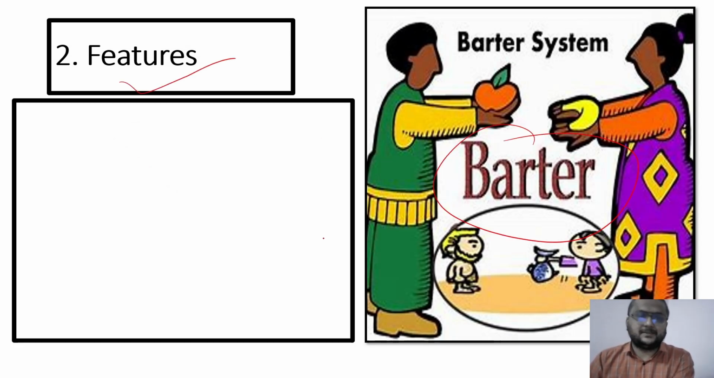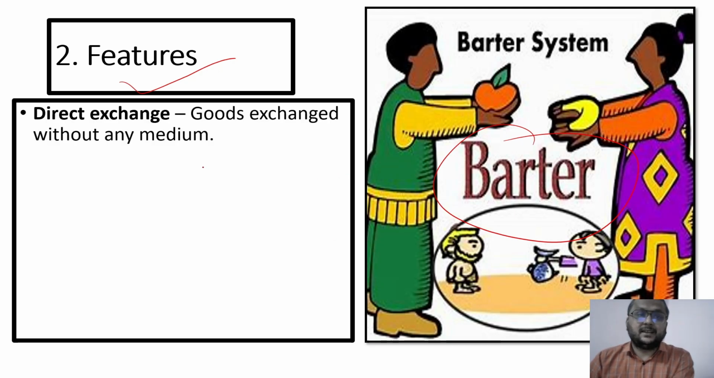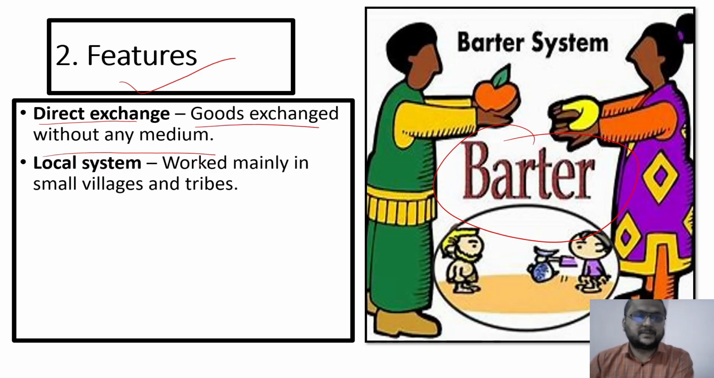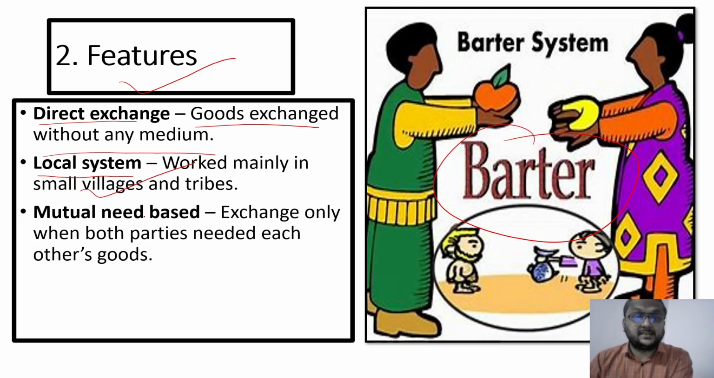What are the characteristics or features of the barter system? When things are exchanged for things, there is direct exchange. It means goods are exchanged without any medium. The next feature is that it is based on a local system. It works mainly in small villages and tribes. The third feature is that it is mutual need based. Exchange happens only when both parties need each other's goods, so a double coincidence of wants should be there. If the double coincidence of wants is not there, then the barter system is not possible.